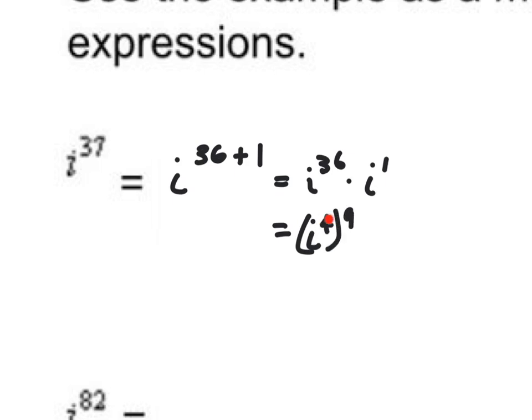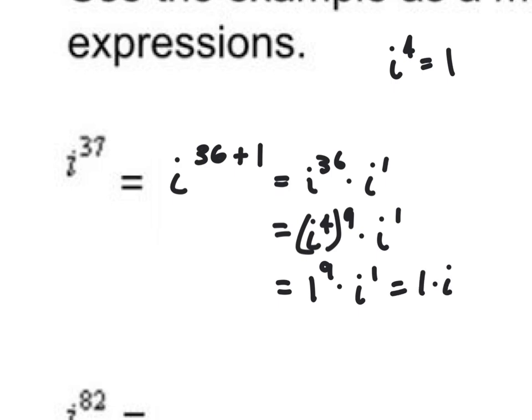The trick is to figure out some sort of multiple of 4 and get it down to i to the fourth, because I know that i to the fourth is equal to 1, and then times just i to the first. So if I take i to the fourth, that's just 1 to the 9th power times i to the first. 1 to the 9th power is just going to be 1, times i to the first, and i to the first is just going to be i. So i to the 37th power is simply equal to i.